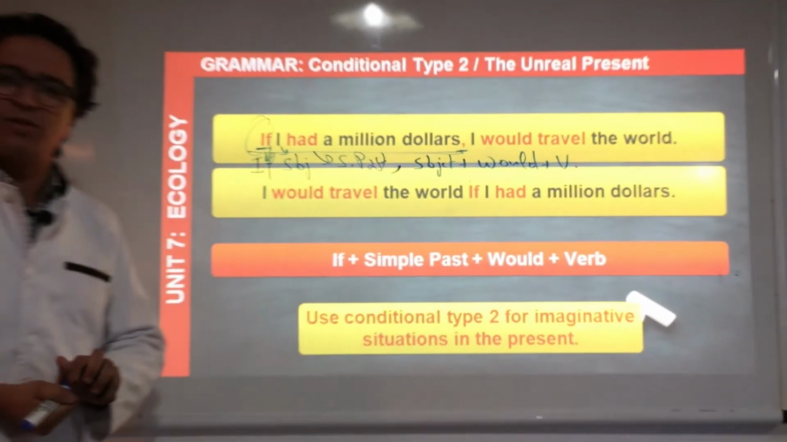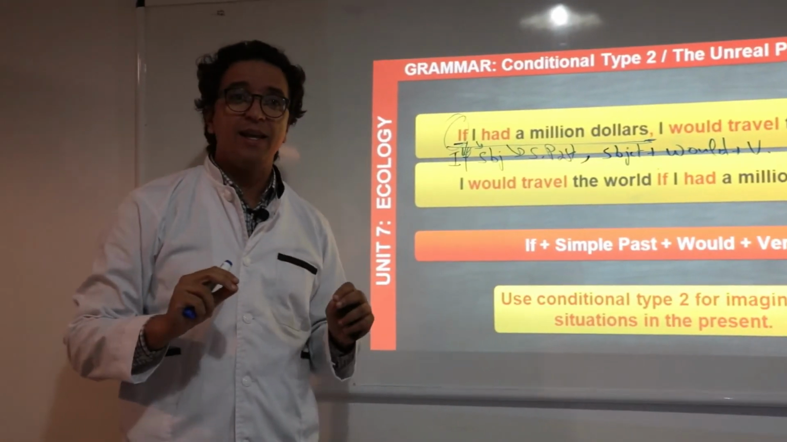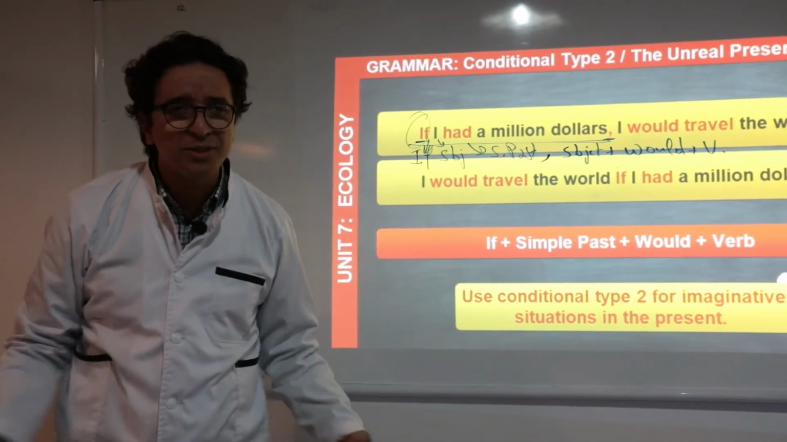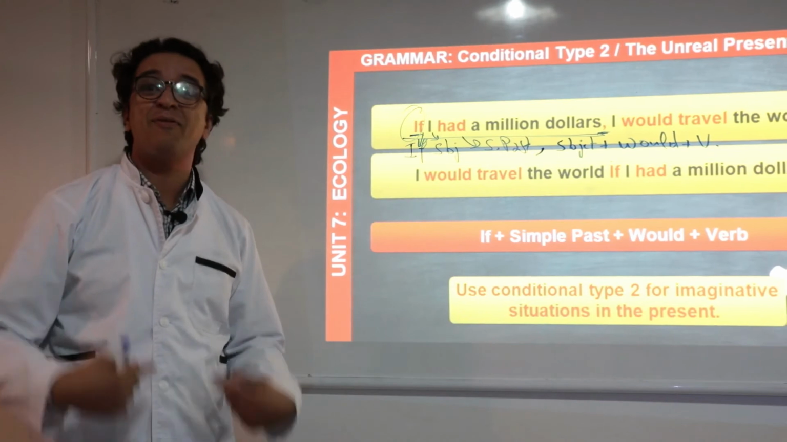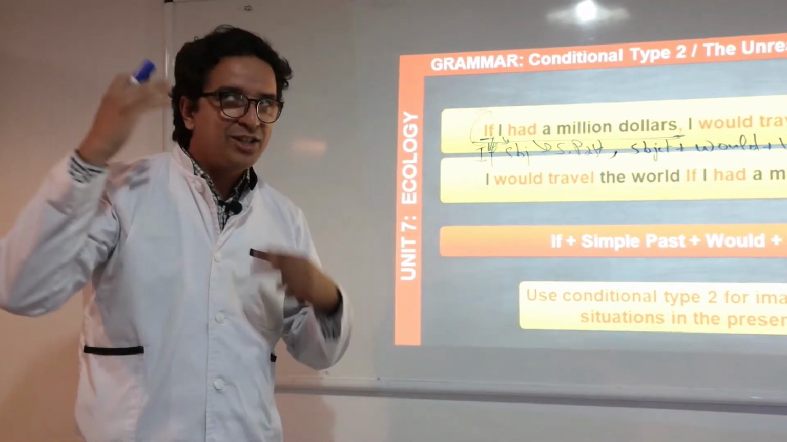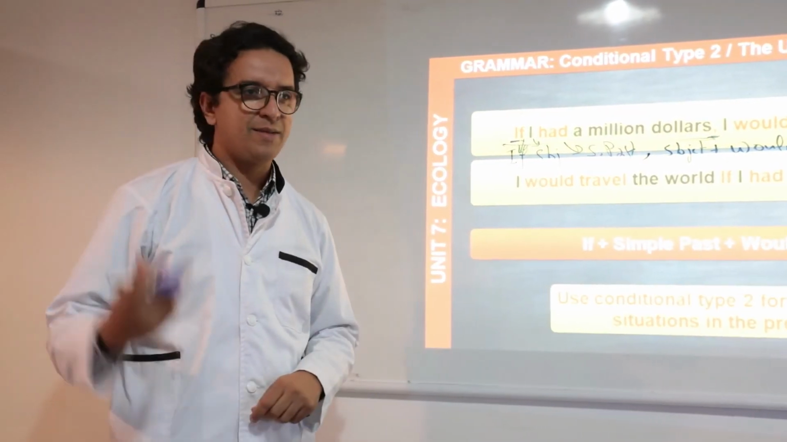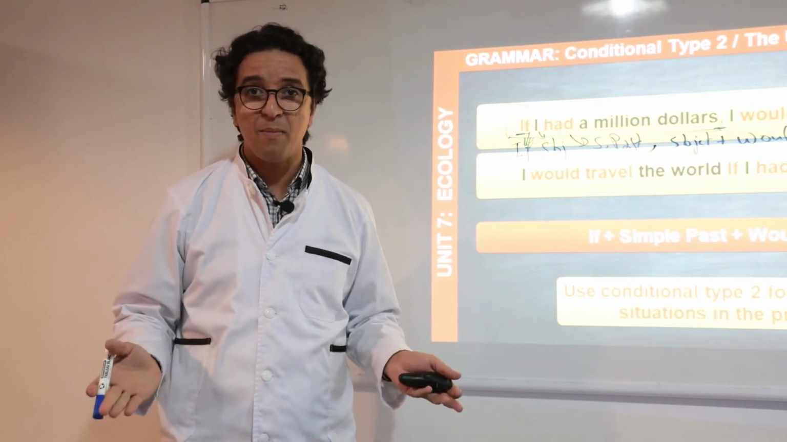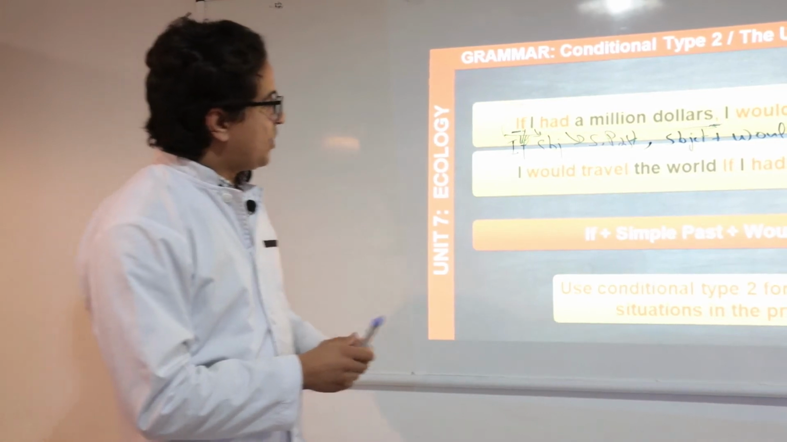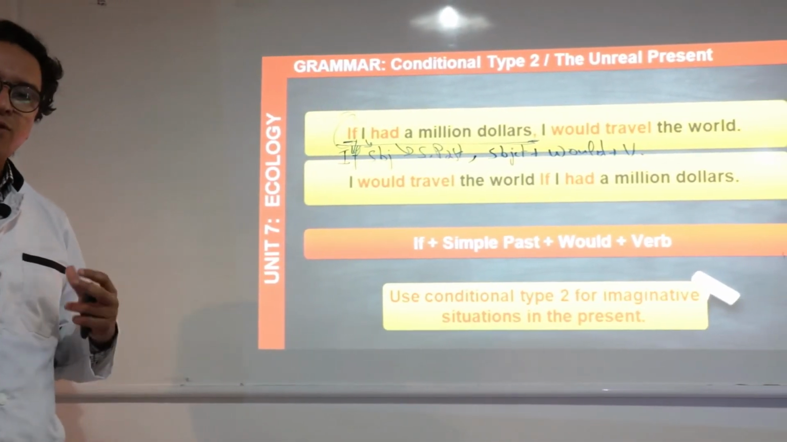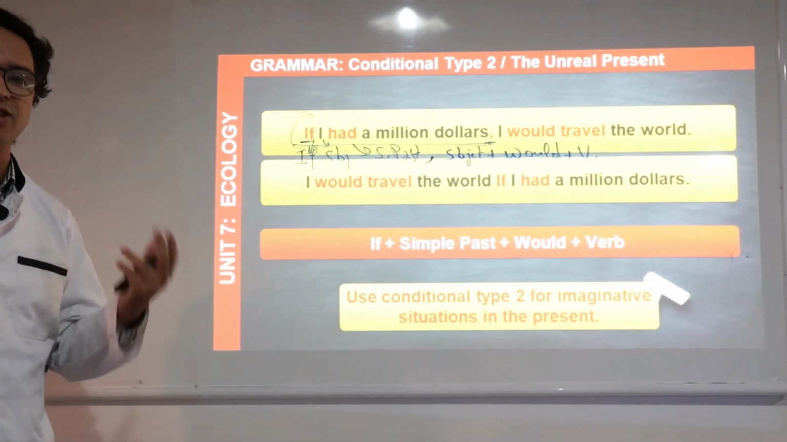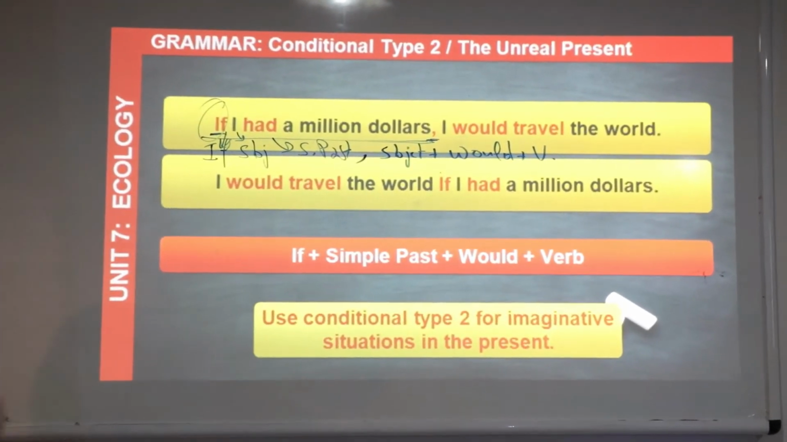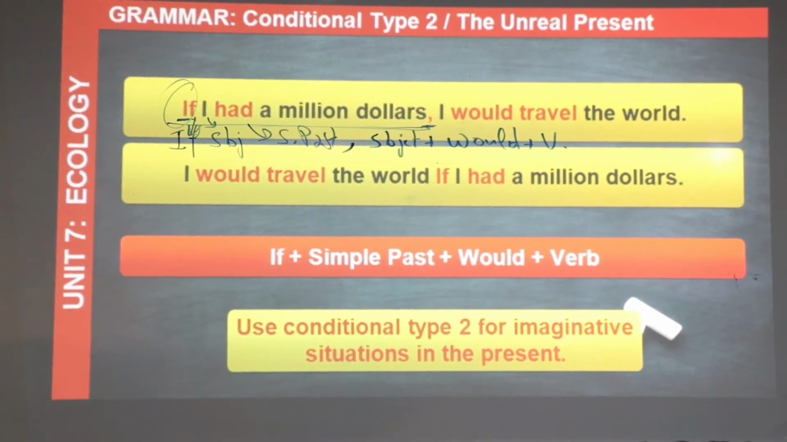Okay, so when do we use conditional type 2? We use it in unreal situations, right? Do I have $1 million now? No, I'm a very poor teacher. I don't have it. So I just imagine if I had $1 million. Now I am in Morocco. Let's imagine if I were in the US. It's unreal. I'm not in the US. So we use conditional type 2 for unreal, imaginary situations, just to imagine. If I had $1 billion, I would build a lot of schools in Morocco. So this is just an imaginary situation.